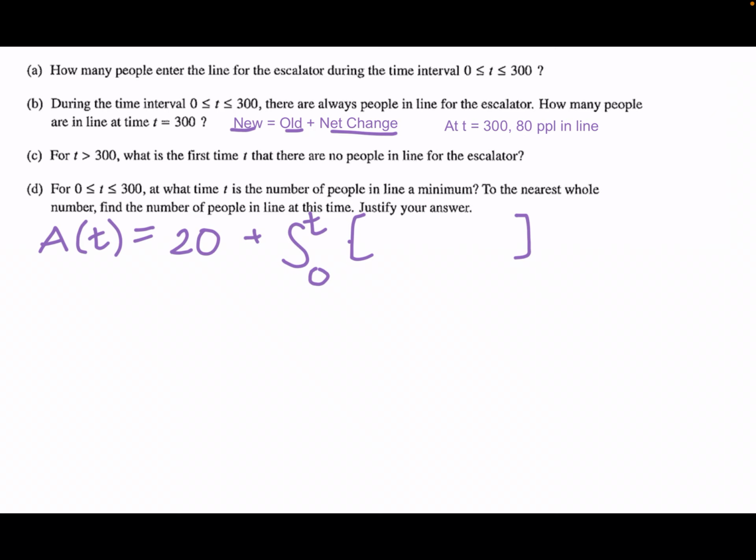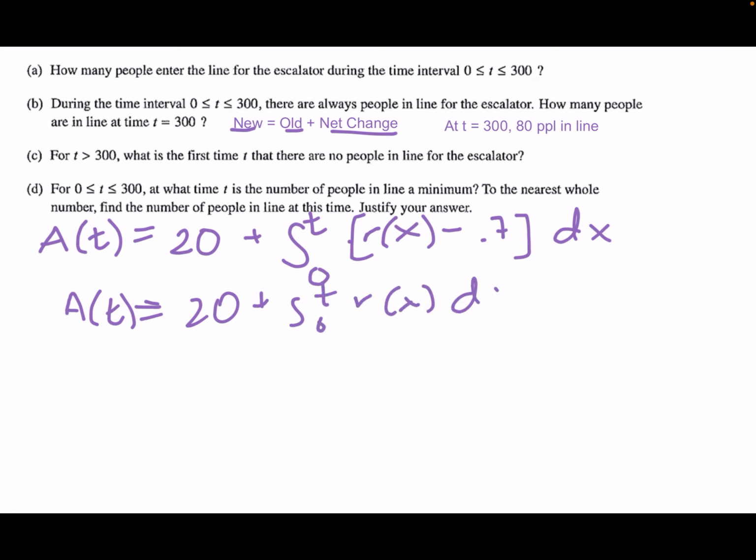It seems consistent for every problem set that we've done. I can't put r of t here because I already used t as my variable in my bound, so I'm just going to make it r of x minus rate out. If you want to put rate out outside the integral, you're going to get the same answer. So some of you might have written that A of t is 20 plus the integral from 0 to t of r of x dx minus 0.7 times t.